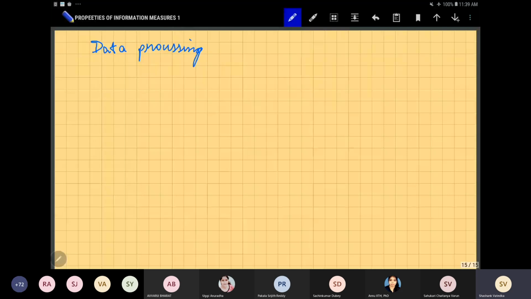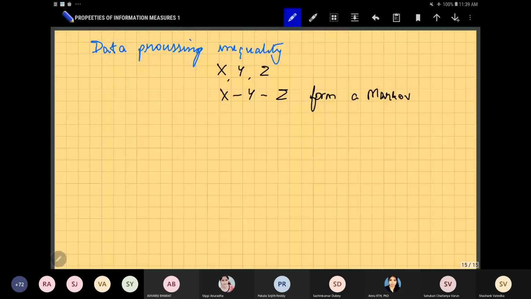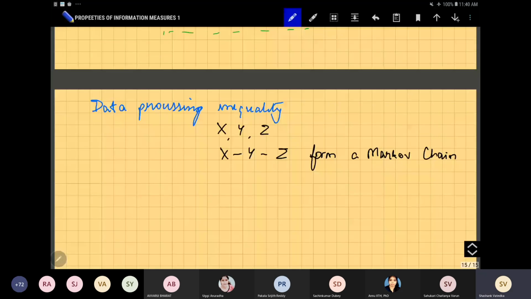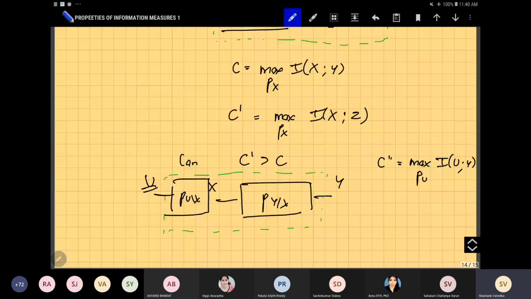The data processing inequality, which says the following. If I have three random variables, X, Y, and Z, such that they form a Markov chain. So X, Y, Z form a Markov chain. And note that here indeed X, Y, Z form a Markov chain.